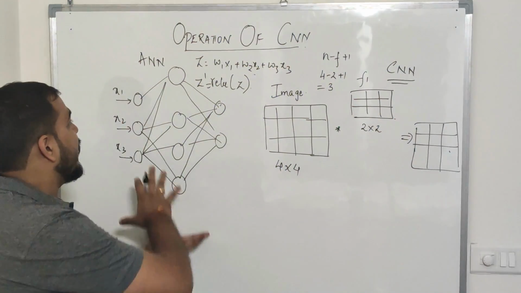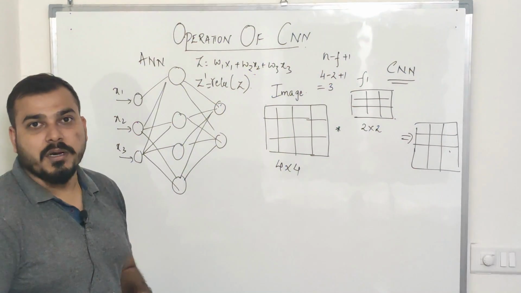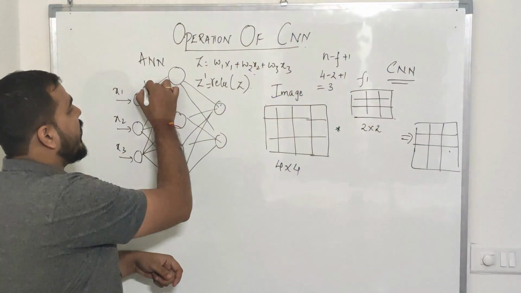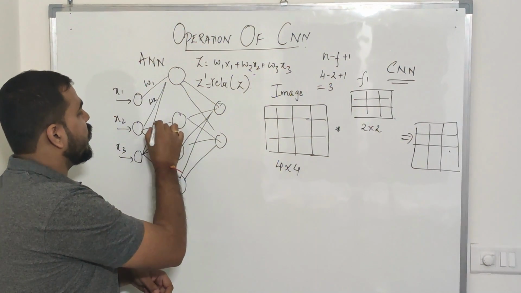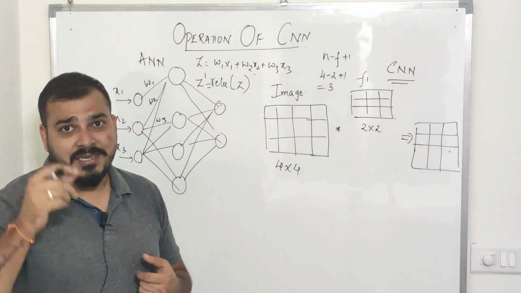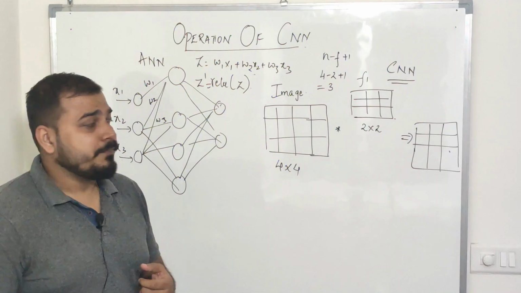Now over here, let me just consider an artificial neural network, and suppose these are my inputs x1, x2, x3, and these are my weights that get assigned, w1, w2, w3. If you have not seen these videos, you can go and check my playlist. Again, the link will be given in the description.